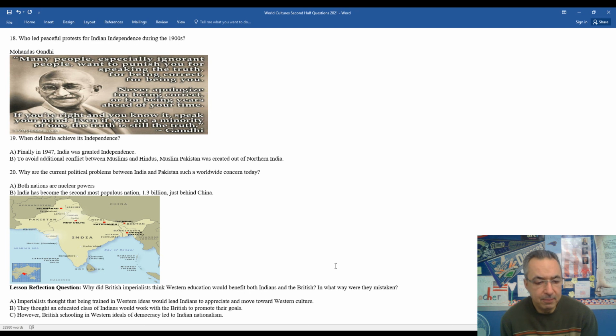Imperialists thought that being trained in Western ideas would lead Indians to gradually move into acceptance of Western culture. They thought an educated class of Indians would work well with the British to promote their goals. However, British schooling and Western ideals of democracy eventually led to Indian nationalism, as Indians came to understand what independence and nationalistic ideas were all about, and they embraced their own independence, their own common history and culture.